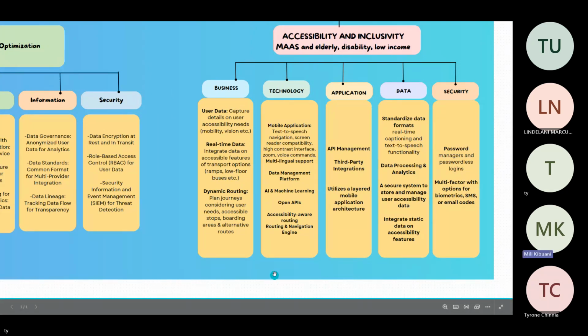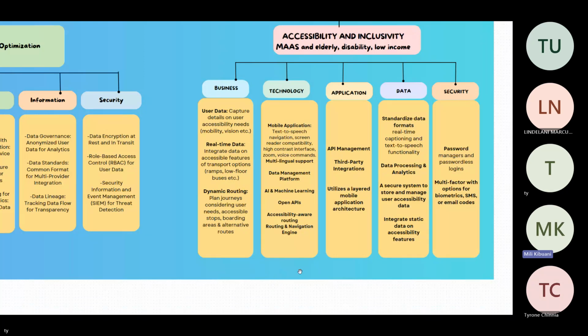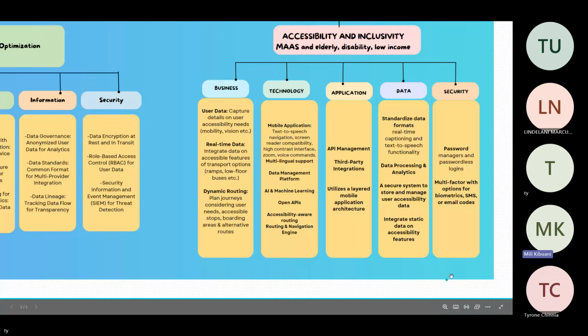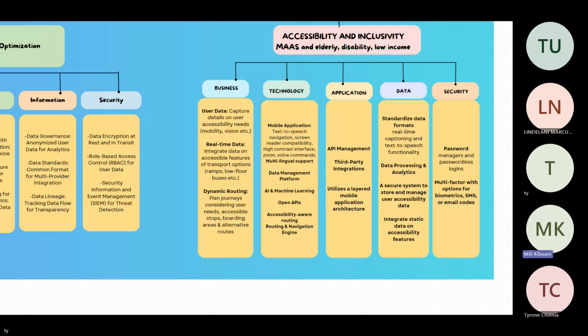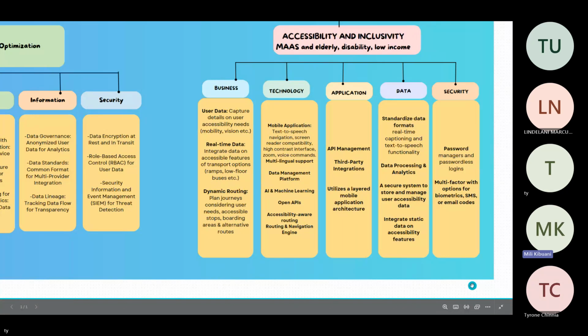Thanks, Charmaine. I'll take you through accessibility and inclusivity. So on the business side, we do have the user data. This needs to be captured according to accessibility needs, such as mobility and vision. I'll also speak about the real-time data, which integrates accessibility features of transport options such as ramps and low floors on the buses, and the dynamic routing to plan journeys according to users' needs, accessible stops, boarding areas, and alternative routes.